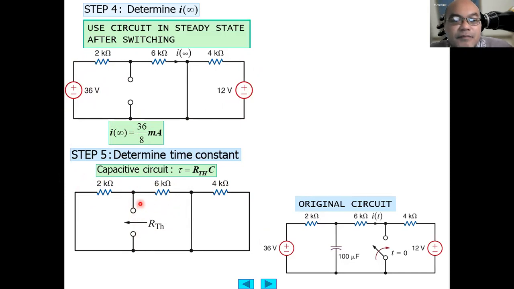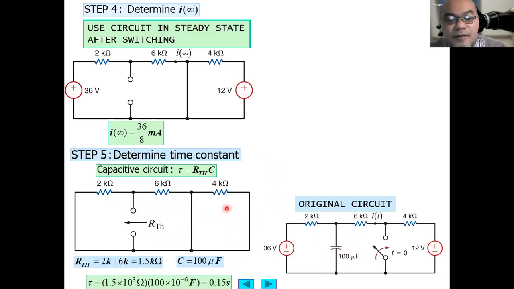The Thevenin resistance is seen from these two terminals. It means that these are in parallel with this. Since this is short circuited, this can be considered as short circuit as well, because it is already grounded. So the Thevenin equivalent resistance will be 2 kilo ohm parallel 6 kilo ohm, and we obtain 1.5 kilo ohm. The capacitor itself is 100 microfarad, so 1.5 kilo ohm times 100 microfarad gives the time constant 0.15 second.